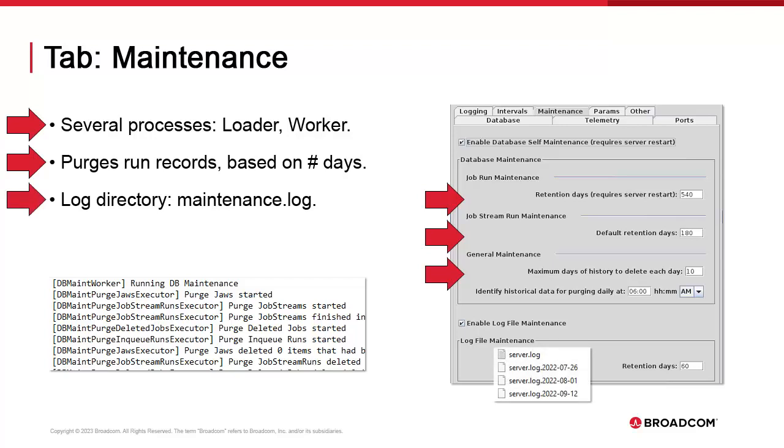Logs stored in the jboss/standalone/log directory see new instances every time they reach a certain size, and old logs are retained with a date stamp. Log maintenance deletes these old logs based on a set number of days.